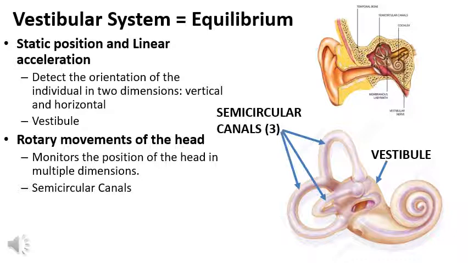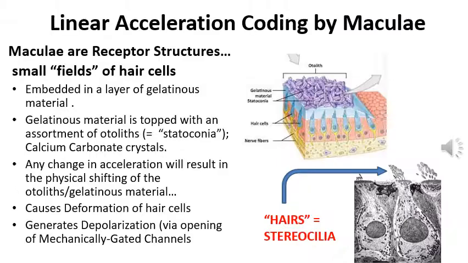Now let's talk about the details. We are going to start off by looking at the receptor structures that are located in the vestibule. These receptor structures are called maculae. There's one macula found in the utricle and one macula found in the saccule. We'll talk about those in a second.